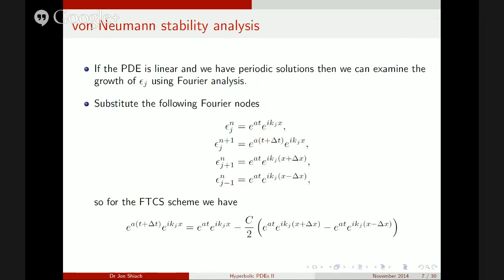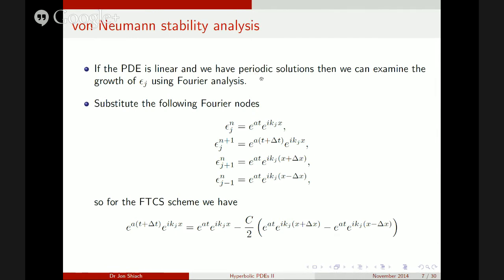Okay, a couple of assumptions we have to make. These are assumptions we're making, but they're kind of safe assumptions. We assume that the PDE is linear. Very few PDEs of any use are linear. The advection equation is linear. The shallow water equations, which we're going to be looking at in a few weeks, aren't linear. But for the von Neumann stability analysis, we assume it's linear, and we assume we have periodic solutions.